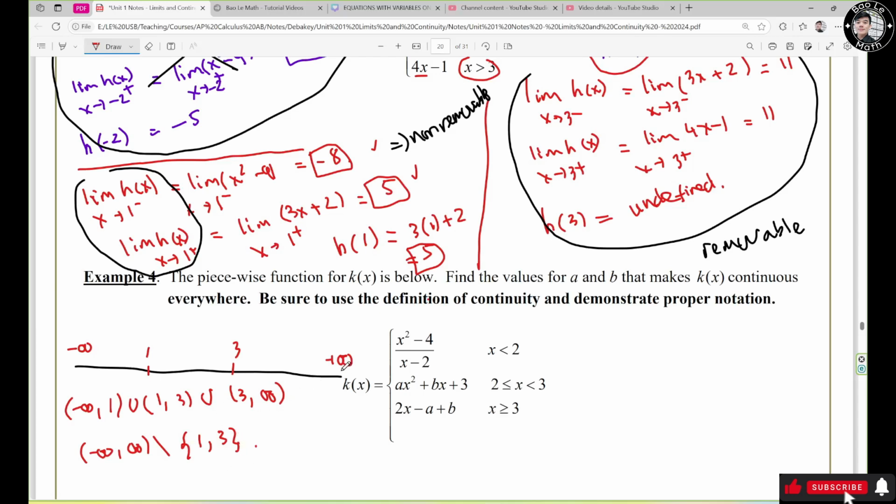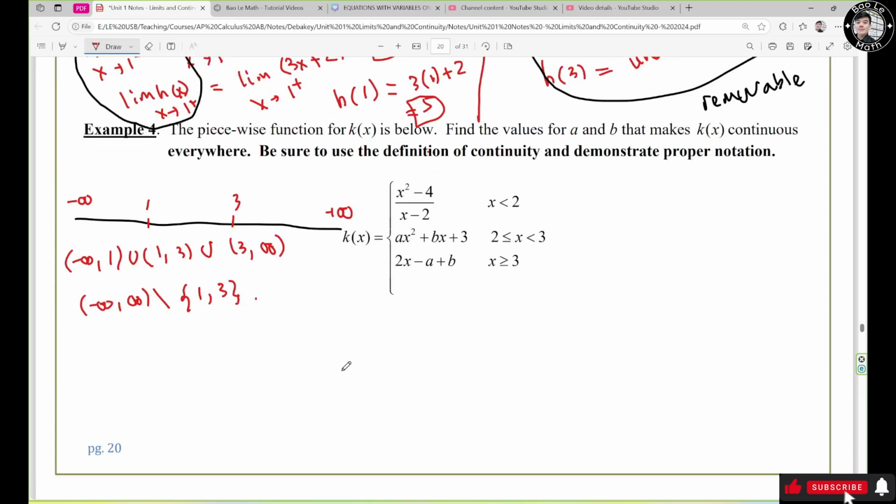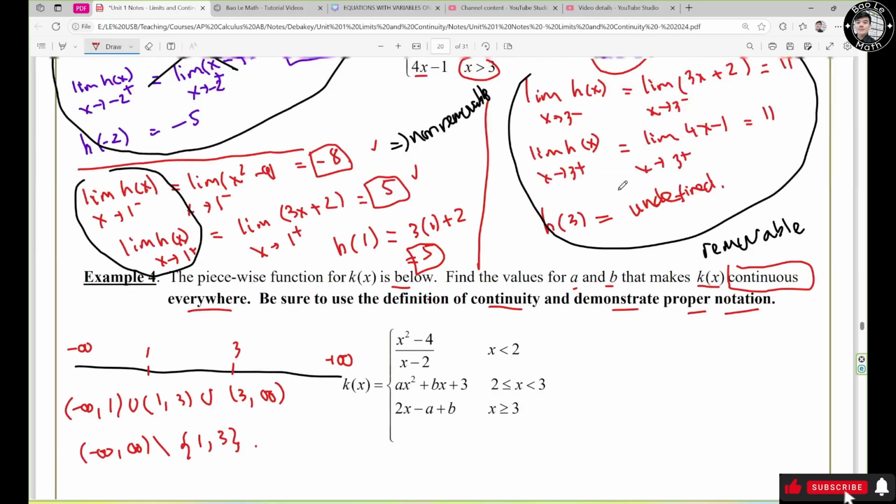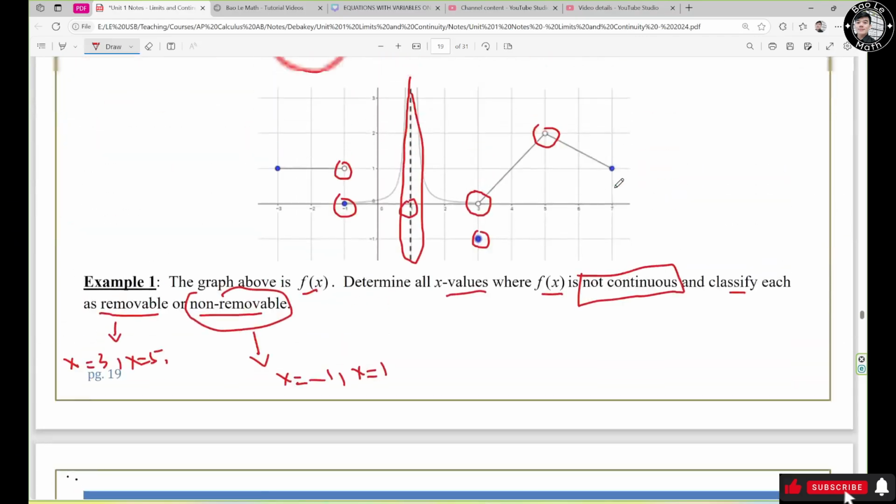Now let's move on to the last question, question number 4. The piecewise function for k of s is below. Find the values for a and b that make k of s continuous everywhere. Be sure to use the definition of continuity and demonstrate proper notation. Alright, so in order for the function to be continuous everywhere, we need this one right here.